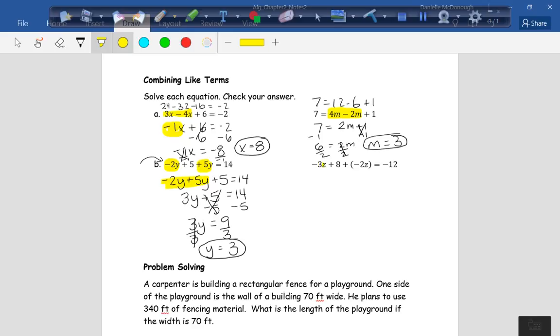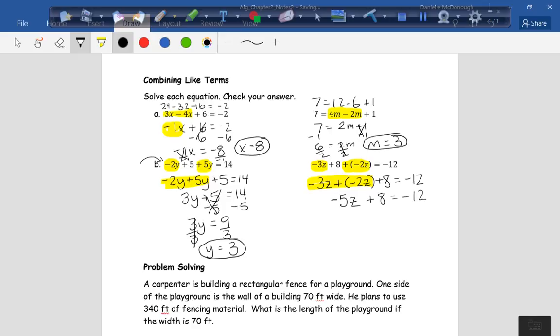If I look at this example here, I'm going to highlight my like terms again. And if you have a highlighter, I would recommend doing this. So this is negative 3z plus 8 plus negative 2z equals negative 12. Again, I can rewrite this so it's negative 3z plus negative 2z plus 8 equals negative 12. And then you can see here are my like terms that I need to combine. Negative 3z plus negative 2z is going to be negative 5z plus 8 equals negative 12.